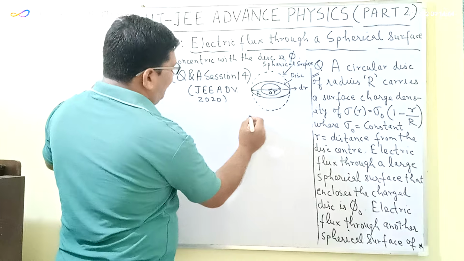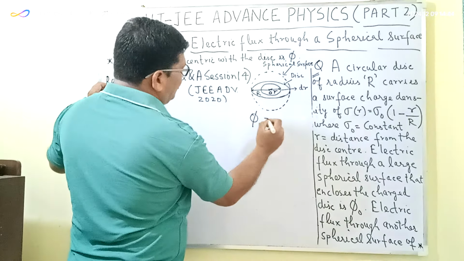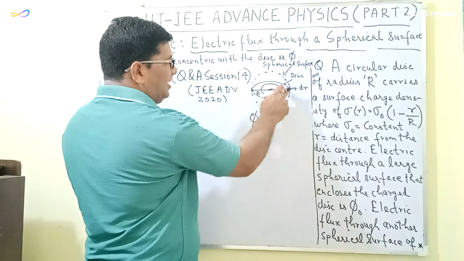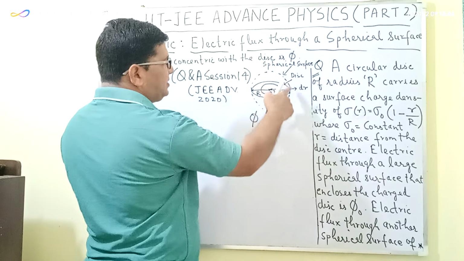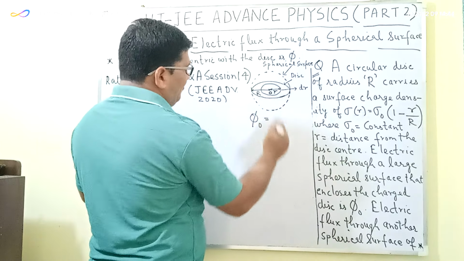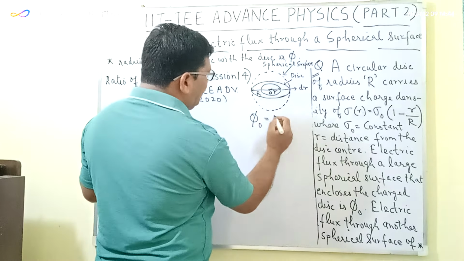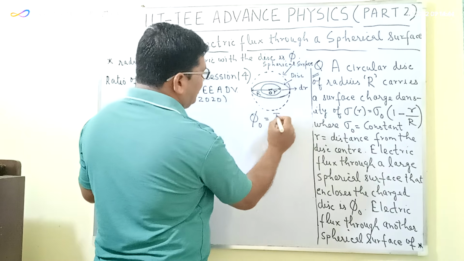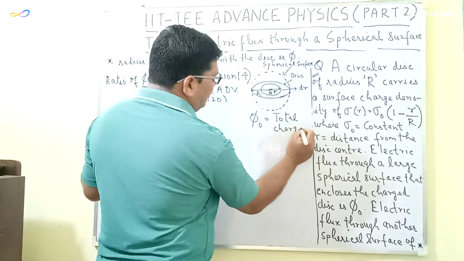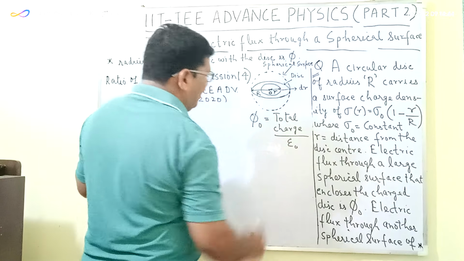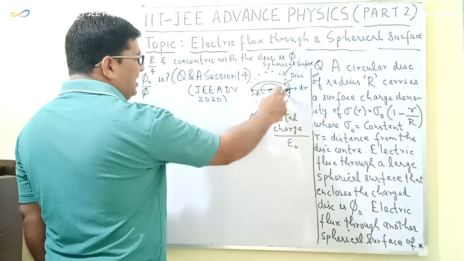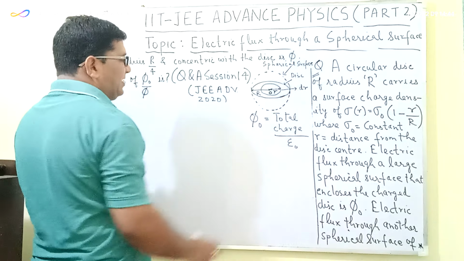So phi naught here is the total flux which is passing through this spherical surface as depicted by these dotted lines, and this spherical surface has completely enclosed the charged disk of radius capital R. So this will be equal to the total charge enclosed by this spherical surface divided by epsilon naught.